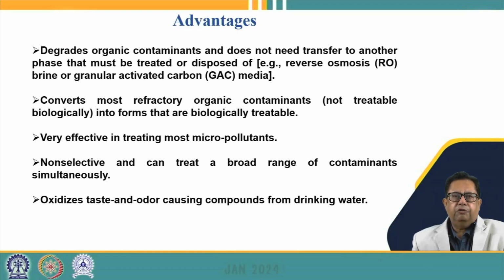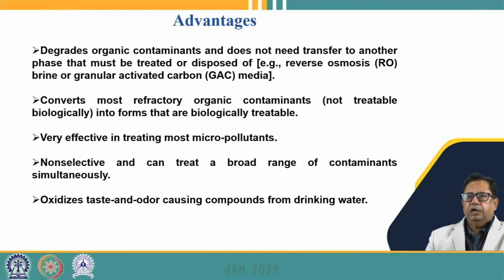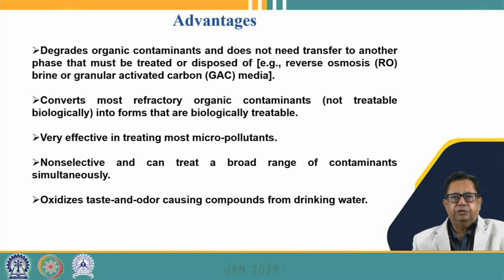Coming to the advantages, it degrades the organic contaminants without their being transferred from one phase to another, and there is no need of treating or disposing of. For example, in the reverse osmosis process, a very high amount of brine may be generated, which again needs to be disposed of properly. Similarly, with granular activated carbon, adsorption may happen onto the GAC media, but again it may require regeneration or safe disposal of the material, which has a high concentration of the toxic compounds transferred to these media from the water or wastewater.